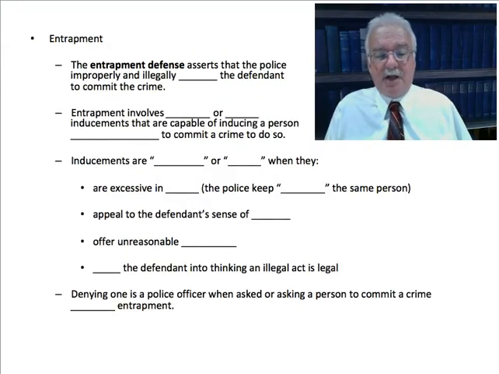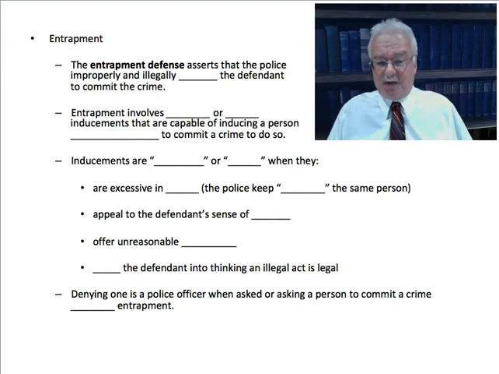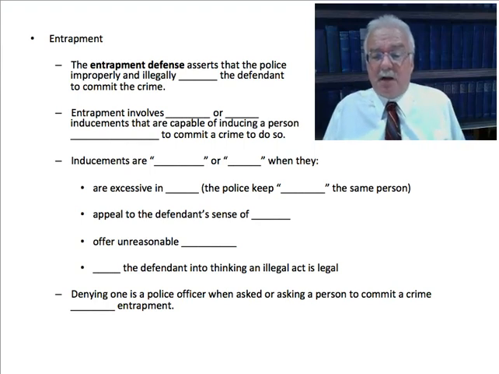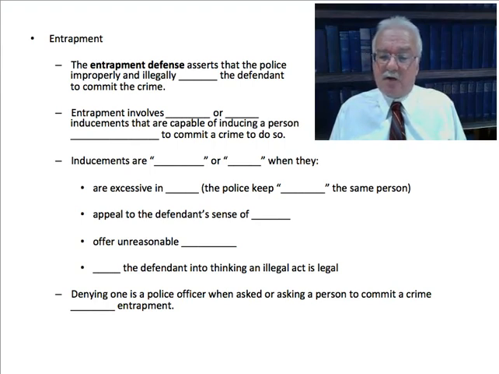Let's talk about entrapment. The entrapment defense asserts that the police improperly or illegally induced the defendant to commit the crime. So entrapment involves unfair or excessive inducements that are capable of inducing a person not predisposed to commit a crime to do so. So, inducements are excessive or unfair when they are excessive in number. The police keep hounding the same person.